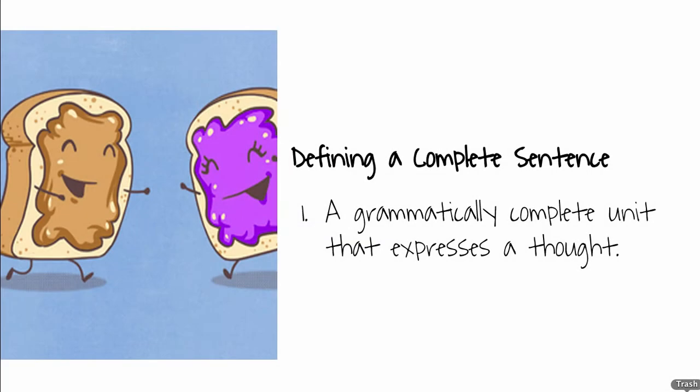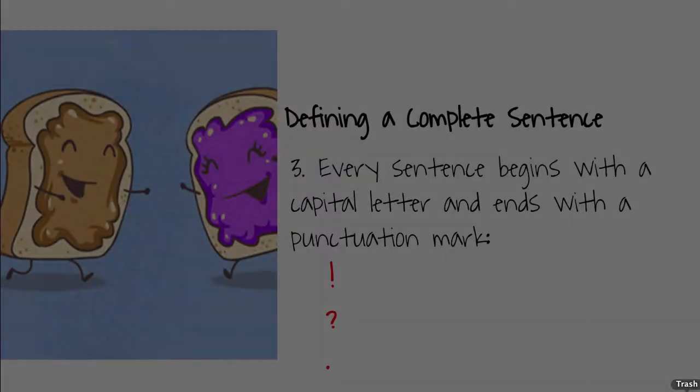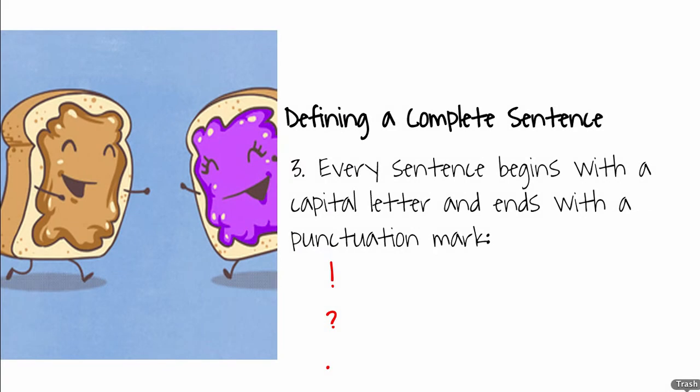A complete sentence is a grammatically complete unit that expresses a thought. It tells you 2 things: the person, animal, or thing the sentence is about, and what that person, animal, or thing does. And every sentence has to begin with a capital letter and end with a punctuation mark. A sentence can end with an exclamation point, a question mark, or a period.